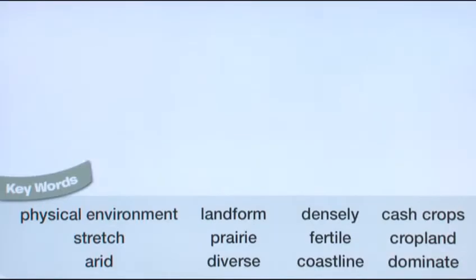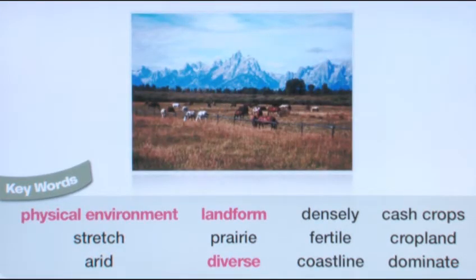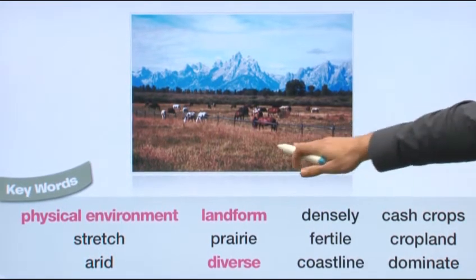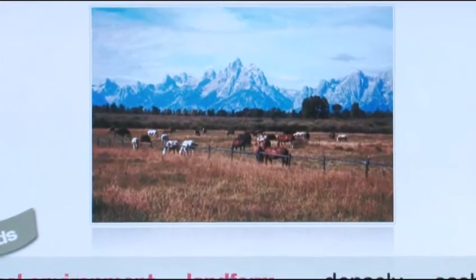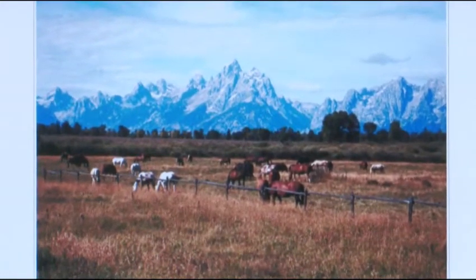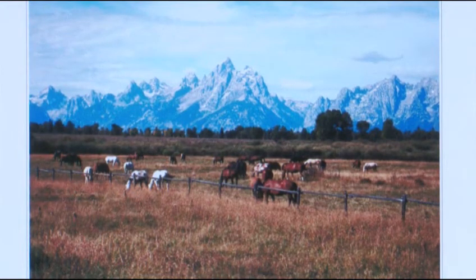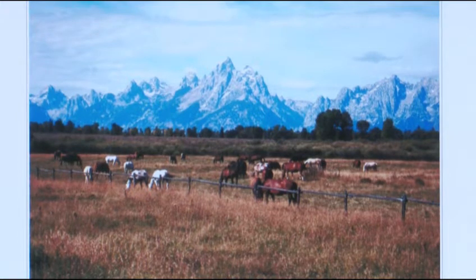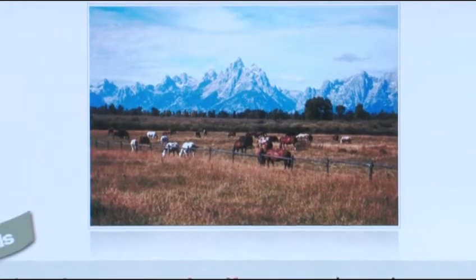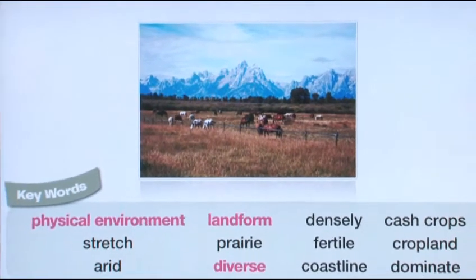All right, now let's take a look at some of the keywords that we'll be using in today's reading. Now let's take a look at this picture here. It's a picture of many different horses in the foreground with nice big mountains in the backdrop. This is an example of a diverse physical environment. We have some mountains, some nice long prairies for the horses to feed in. Now, a physical environment is the combination of that land with the climate, with the atmosphere together.